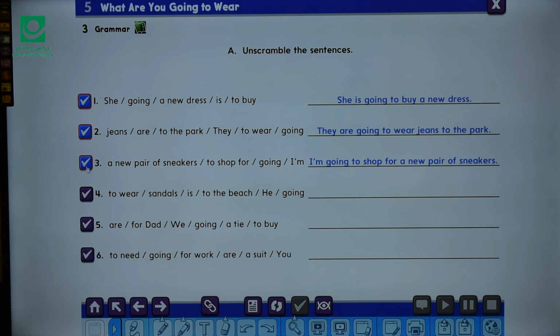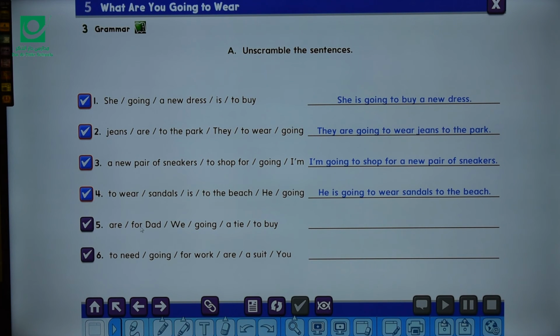Next, here we have to wear sandals is to the beach, he going. What's the first word here? Exactly, he. He takes what? He is going to wear sandals to the beach.